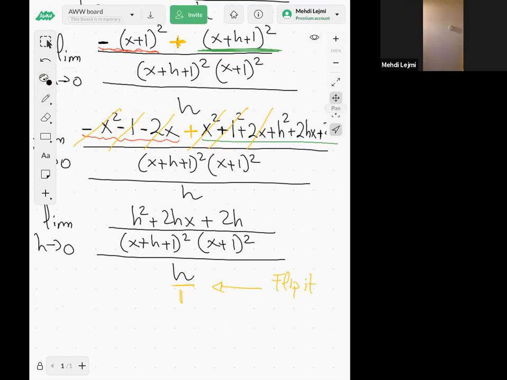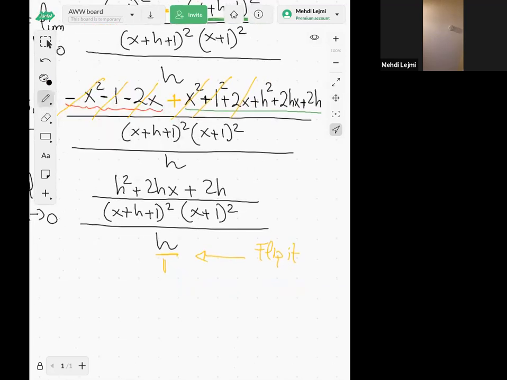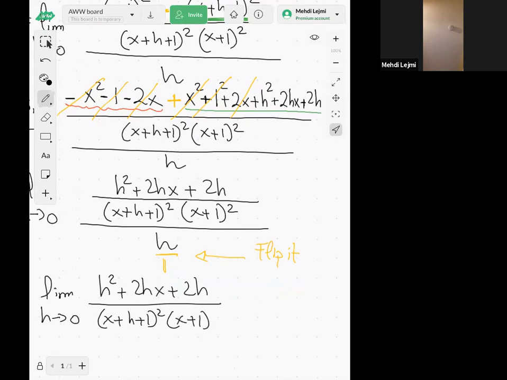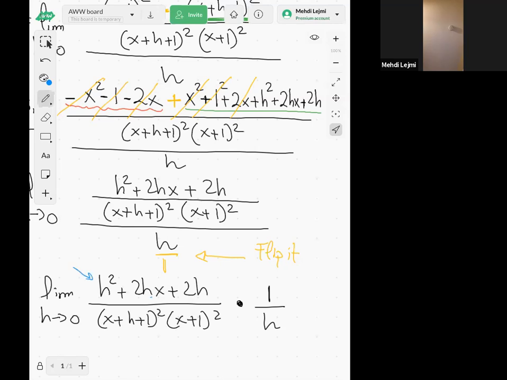So that will be the limit, h going to zero. So we're going to have h squared plus 2hx plus 2h over x plus h plus 1 squared times x plus 1 squared, and times, flip the h over 1, that will be 1 over h. Now guys, there's another simplification here. You see in the top, h is a common factor, right? So here you can factor out h.